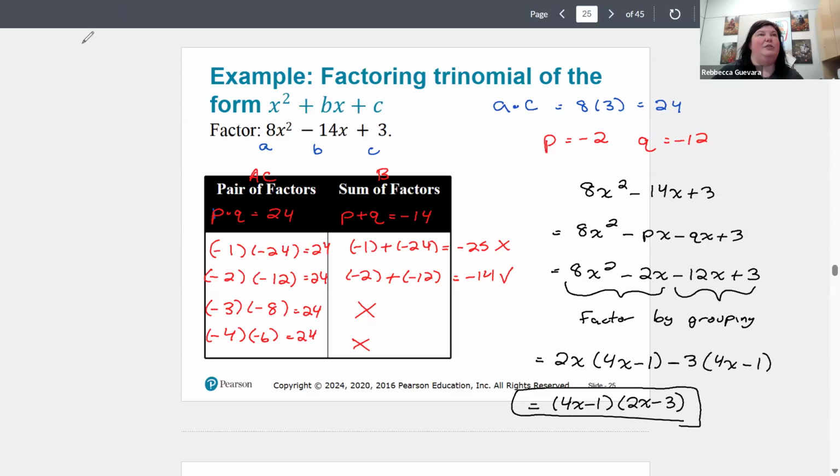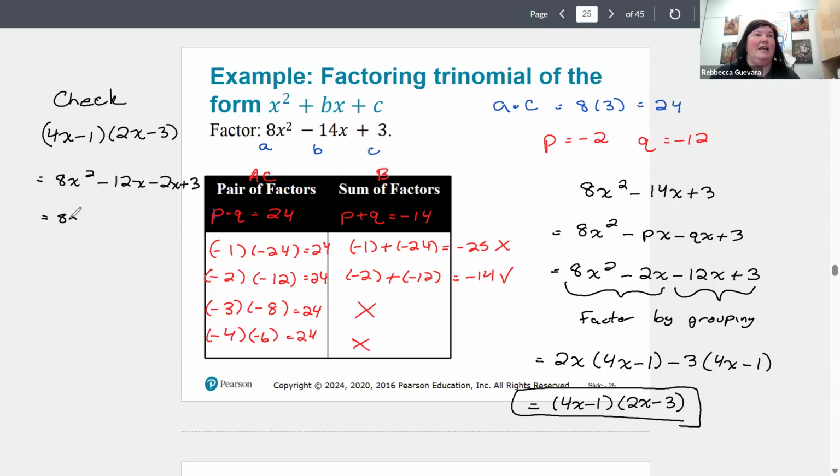And technically we should check it. So let's just check over here. I think I caught something here. So 4x times 2x is 8x squared. 4x times negative 3 is negative 12x. Negative 1 times 2x is negative 2x. And negative 1 times negative 3 is positive 3. We have 8x squared minus 14x plus 3.